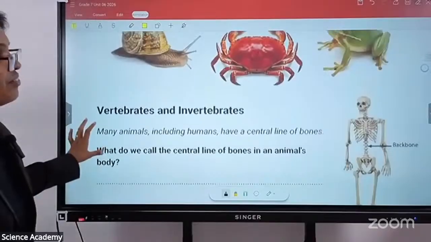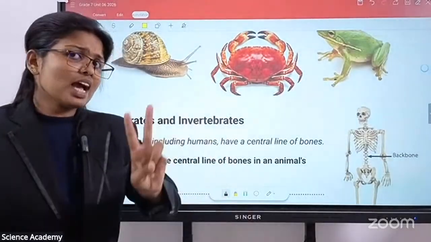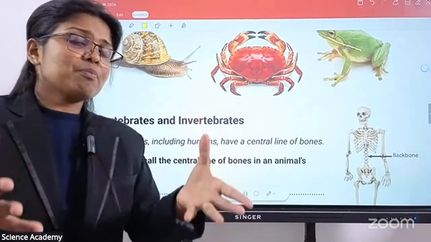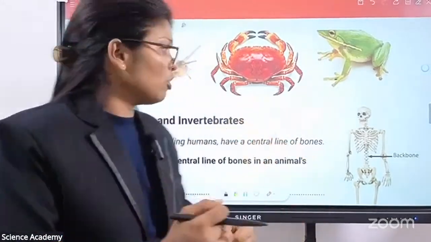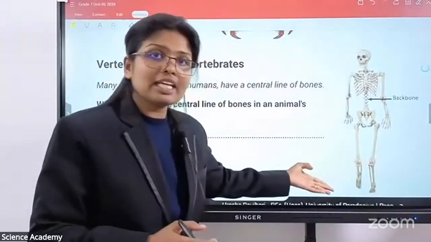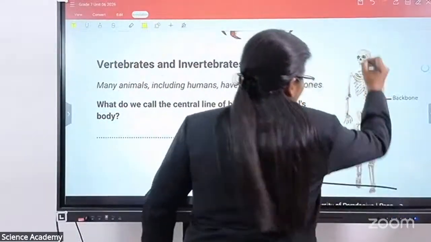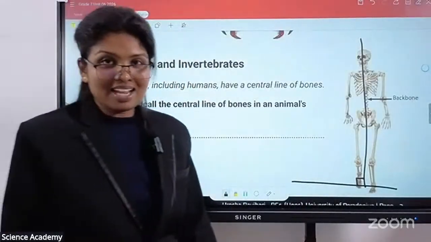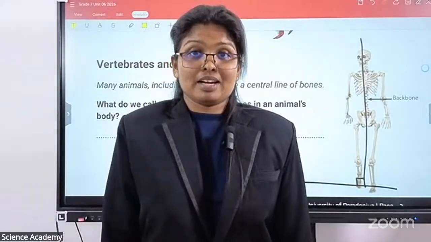Children, we discussed that animals are different. There are two major groups of animals, according to the presence of their central line of bones. We are perpendicular to the ground, perpendicular means standing vertical.